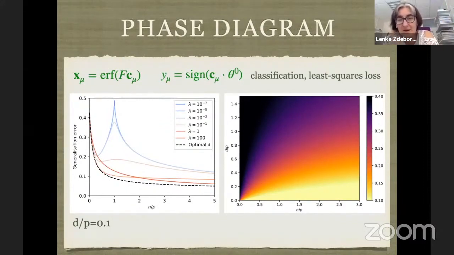And this heat map here is more interesting. Okay, what does it mean? Here I am plotting on the x-axis how many samples do I have per input dimension.